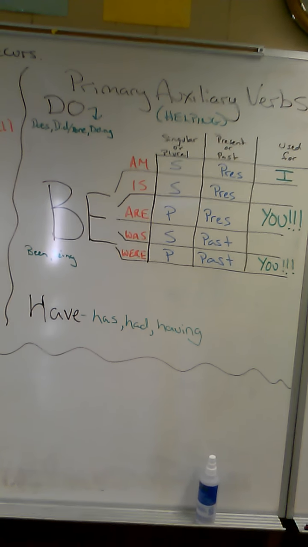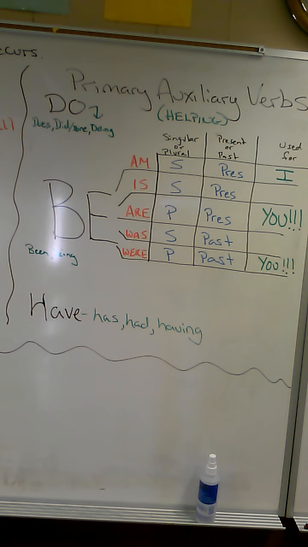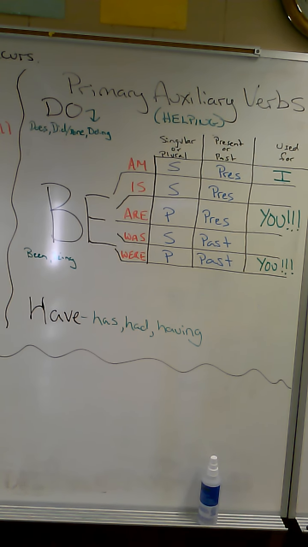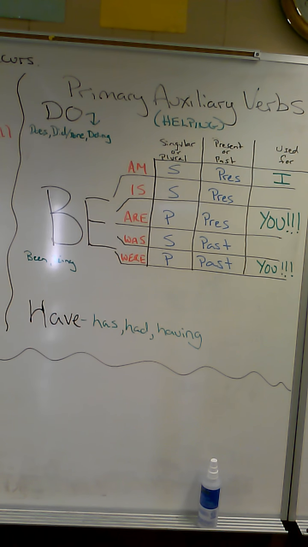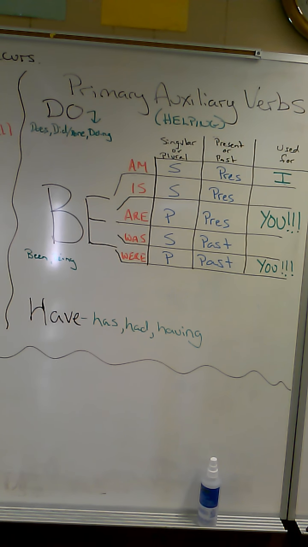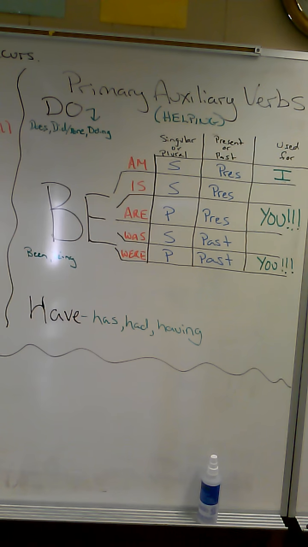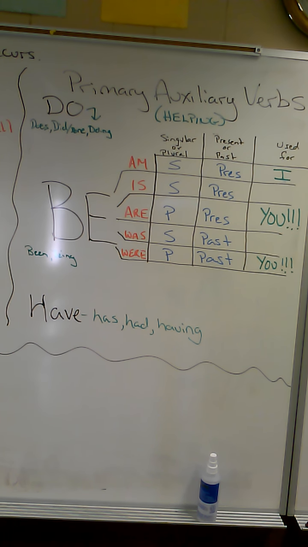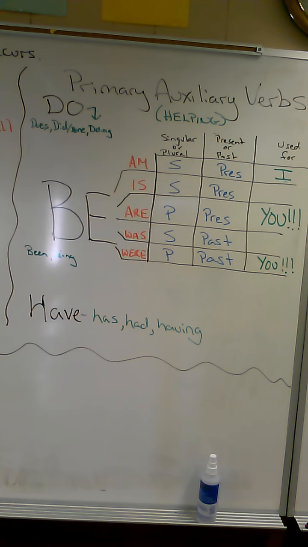Guys, this is your subject and verb agreement. This is what you have problems with. This is what they test you on in the SAT. You need to get this. Am is the subject is singular. Is the subject is singular. Are is the subject is plural. And the action's happening now.